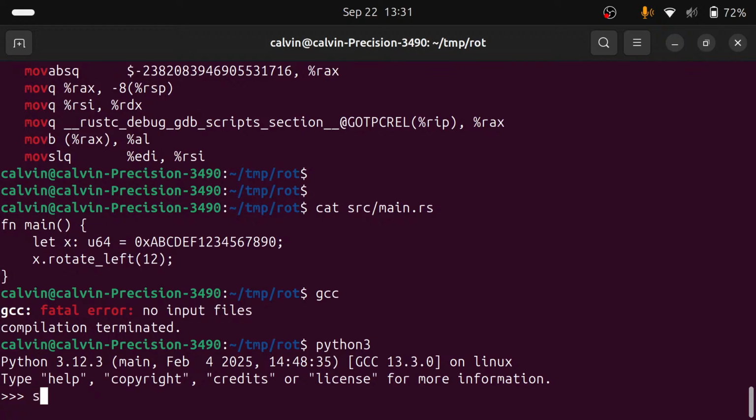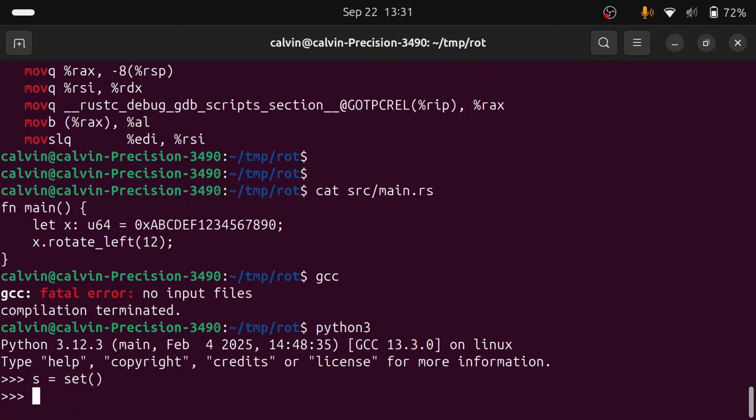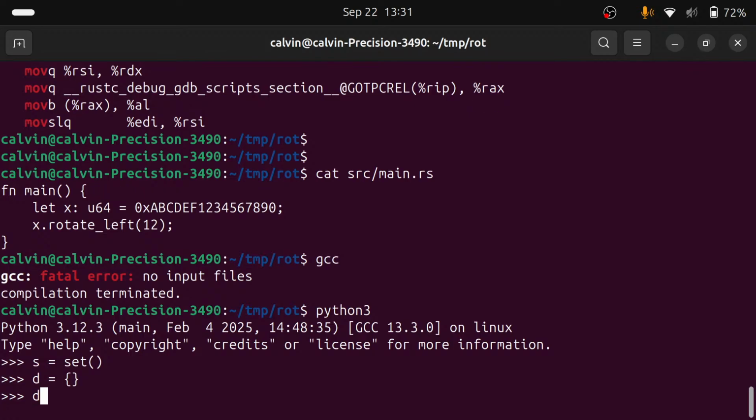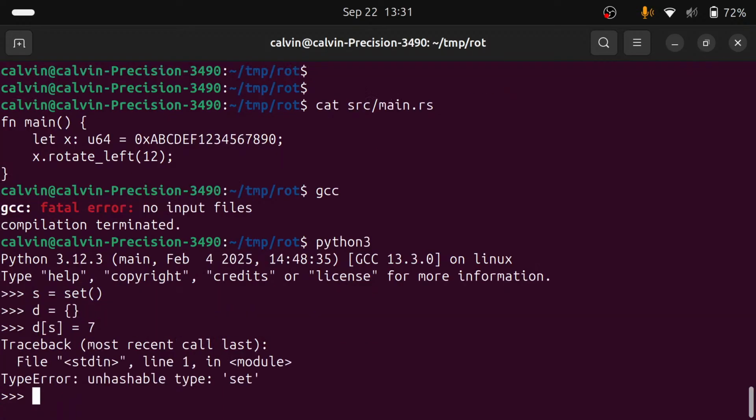Okay, so I think if I take a S and make it a set, and then I try and put that set in a dictionary as a key, so we'll make a dictionary, and I say like D S equals 7. That's not allowed because set is an unhashable type.